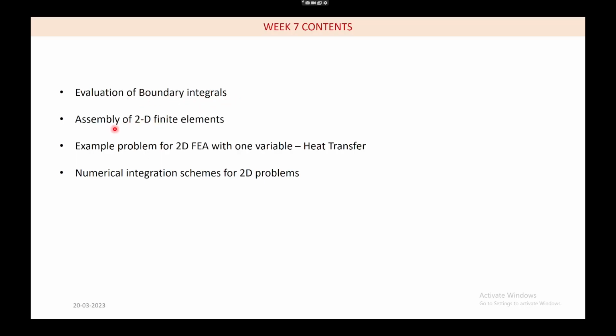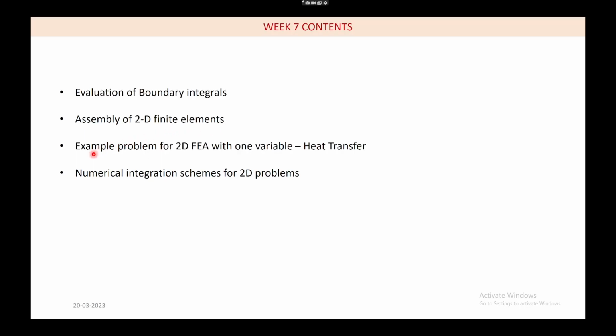Secondly, we have assembly of 2D finite elements. Once you have the individual stiffness matrices for each element, which we saw in the last session for a linear triangular element and also for a bilinear rectangular element, how to assemble the individual stiffness matrices to get the global stiffness matrix.